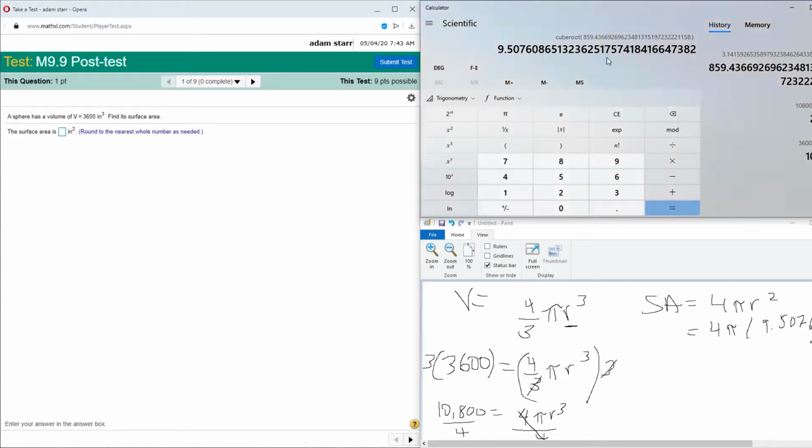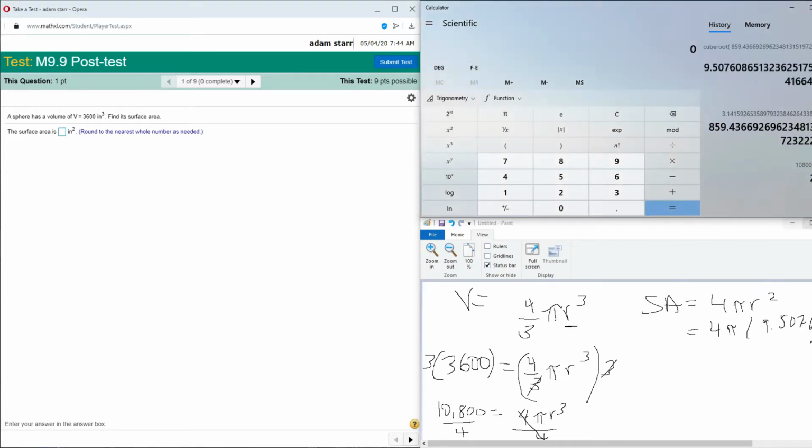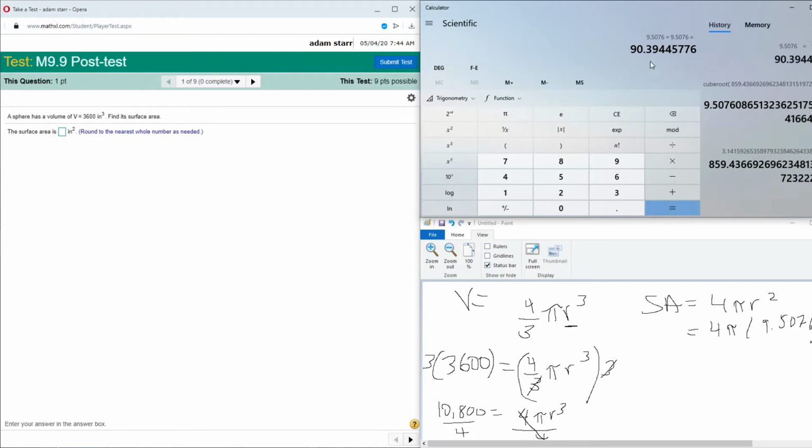Okay, so to find this, I'm actually going to clear this. I have 9.5076 squared, so that just means multiplying it by itself. So 9.5076 times 9.5076 is this decimal, 90.39, times 4, times pi.